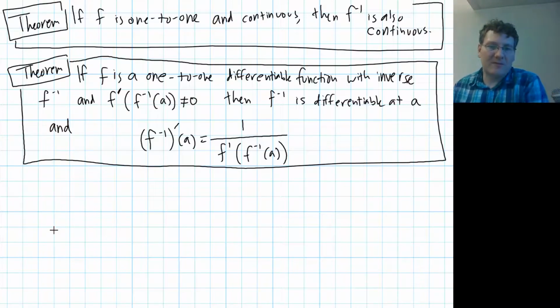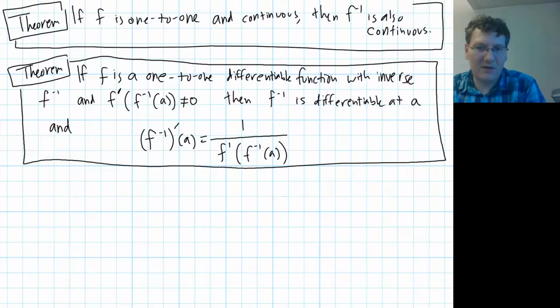Now a theorem about differentiability of an inverse function. If you have a function f that's one-to-one and differentiable, and its inverse is f inverse, f to the -1. Now we're interested in the derivative of the inverse function at a, where a is in the range of f.